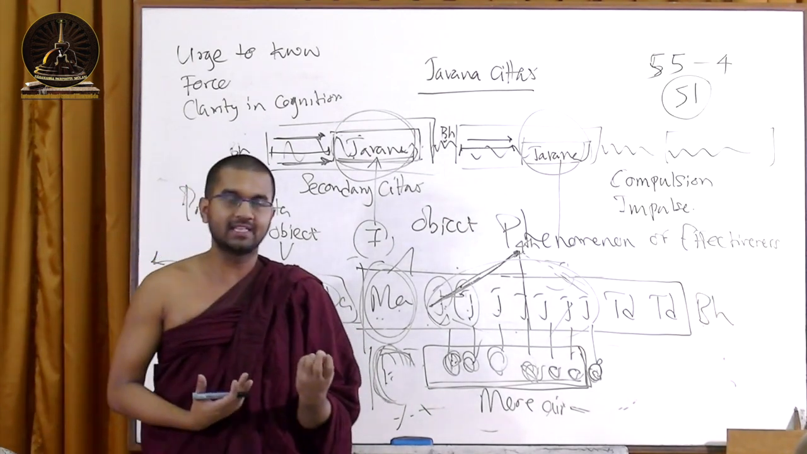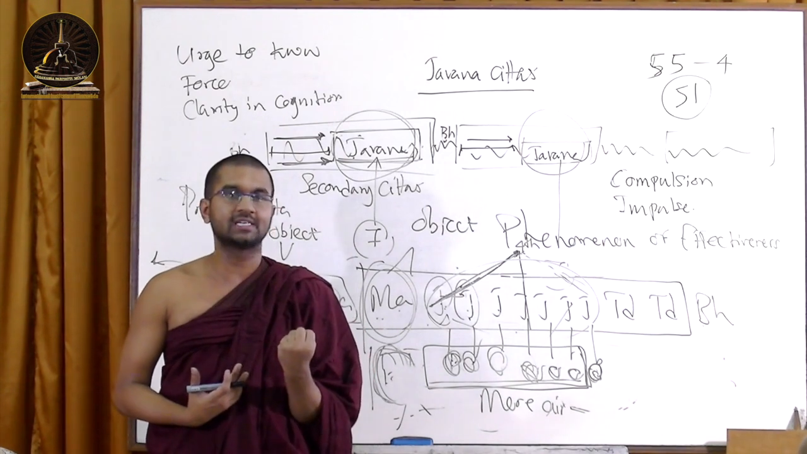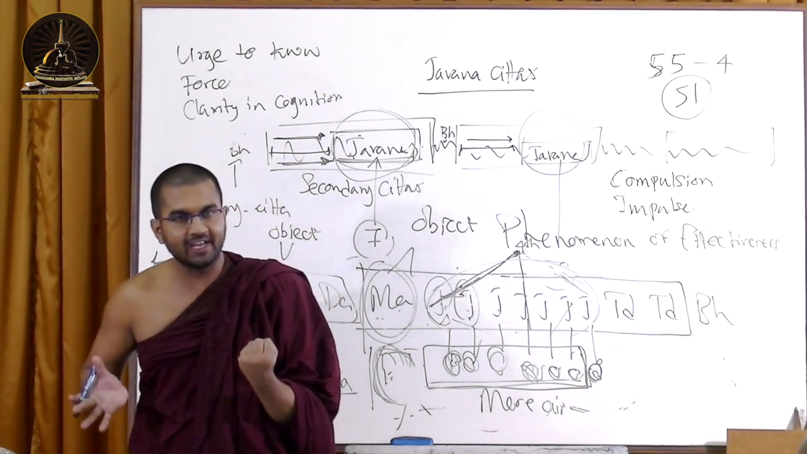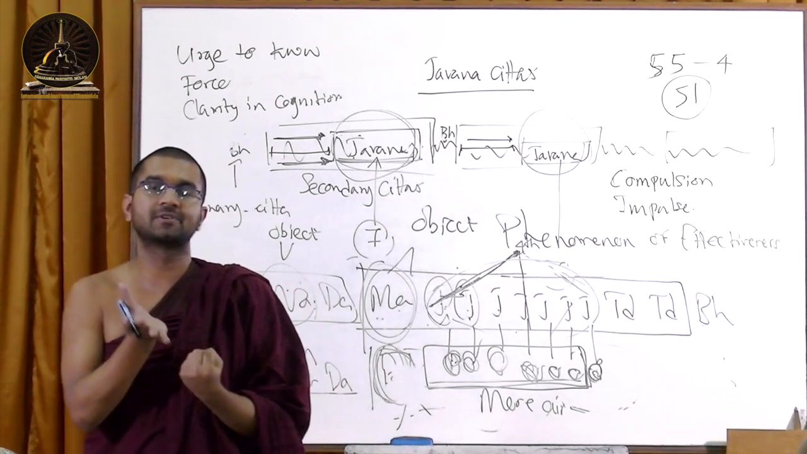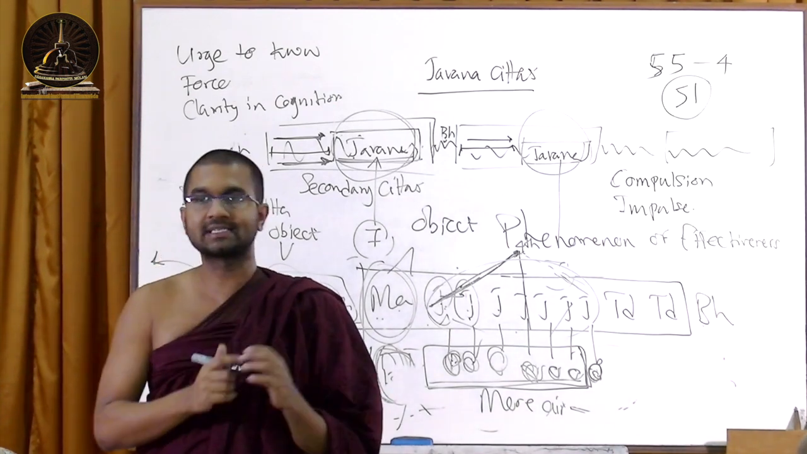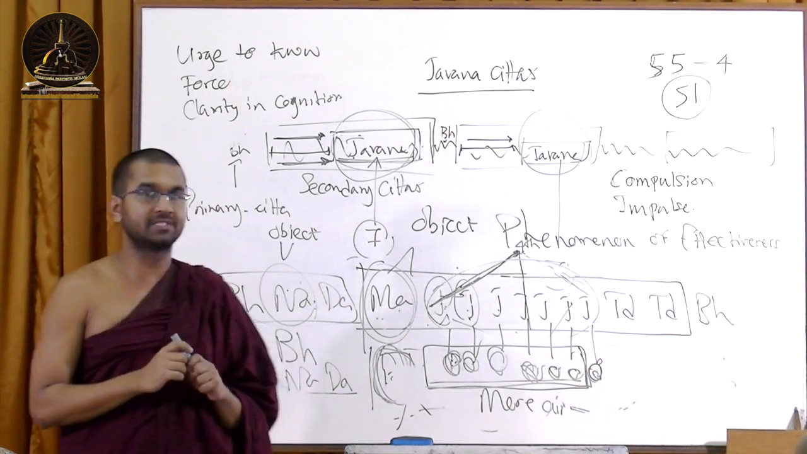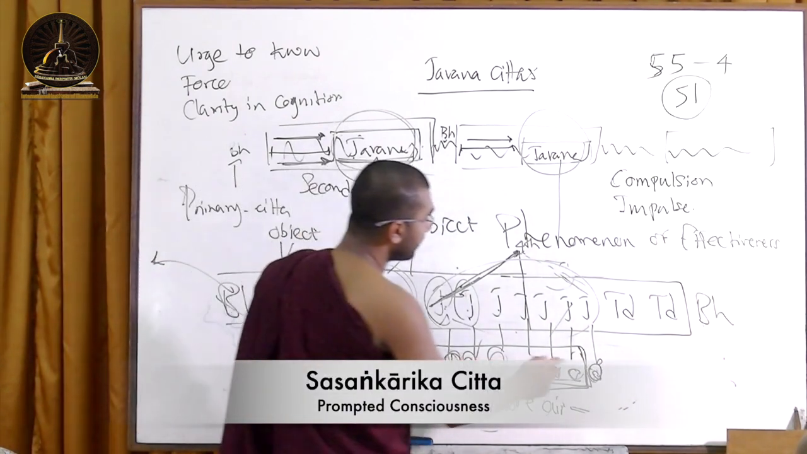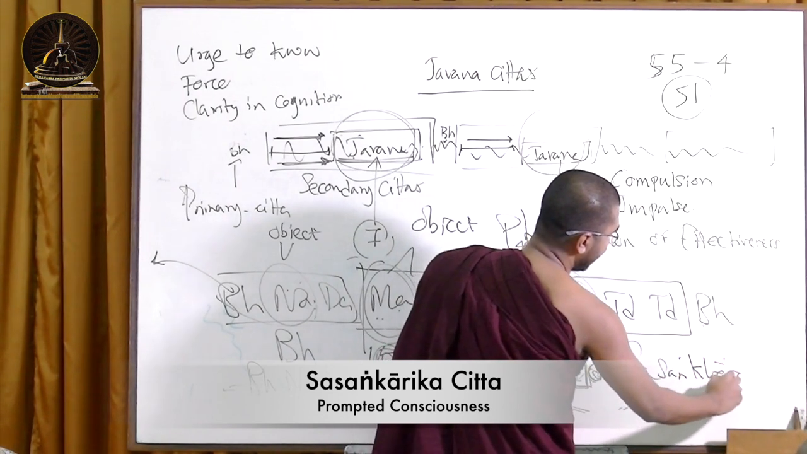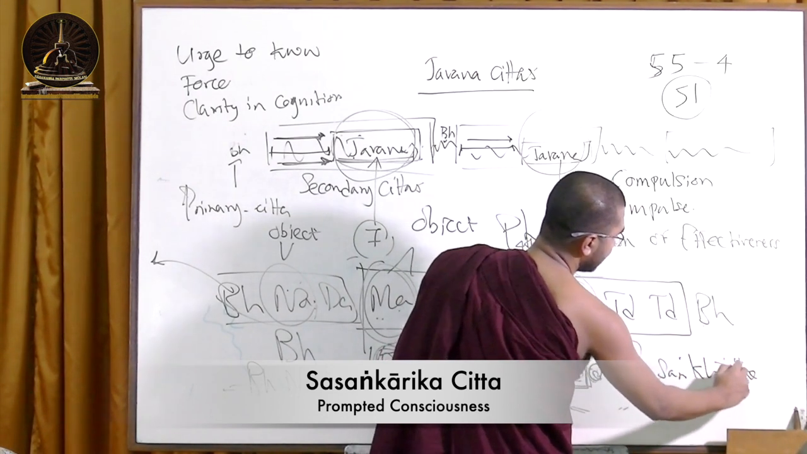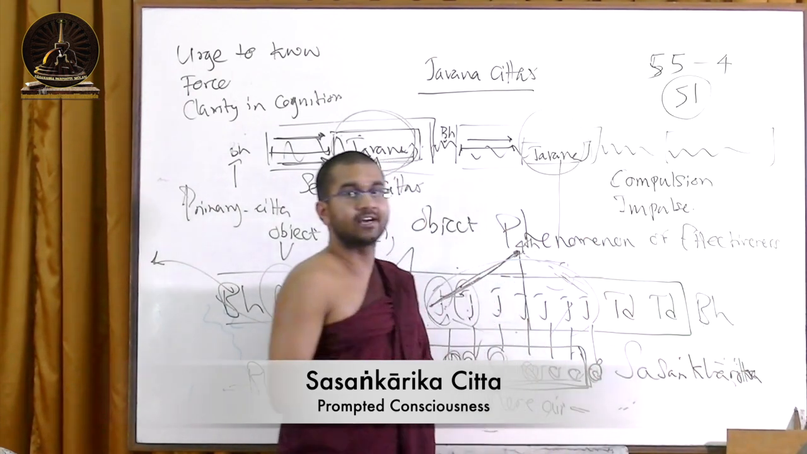Likewise, when the citta retards from doing a certain action, and it gets re-encouraged, in the literature these types of cittas are called saṅkhāra, prompted cittas. It means cittas which have been encouraged.